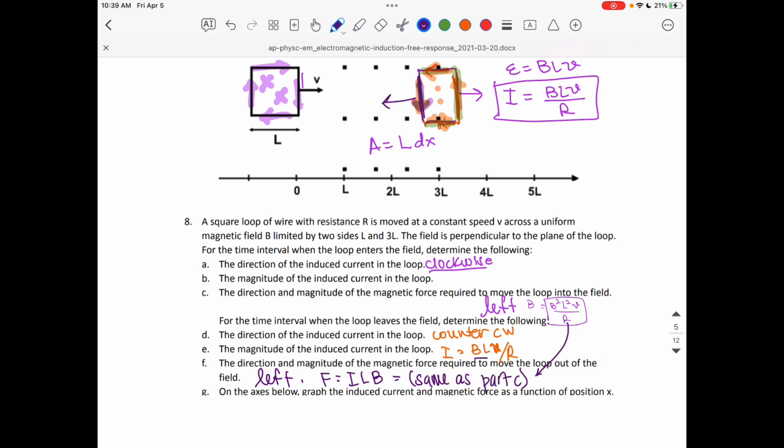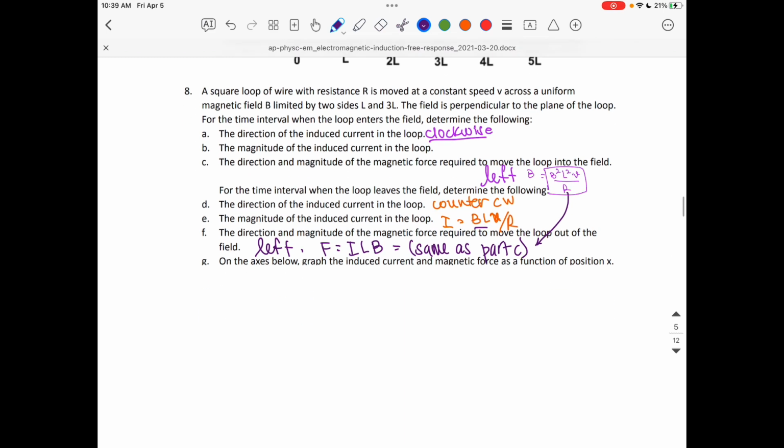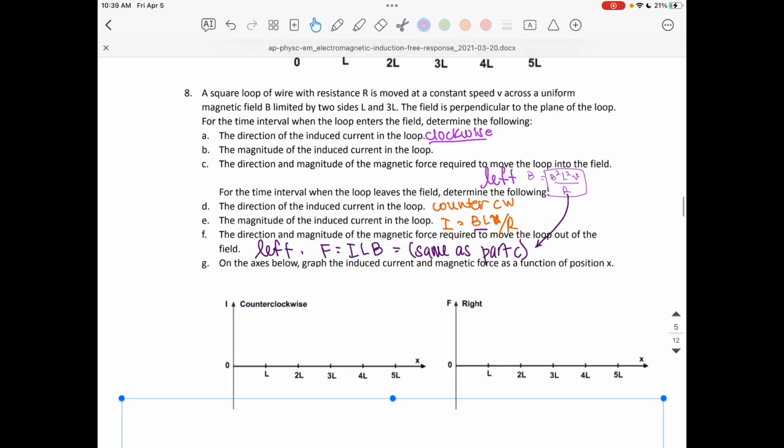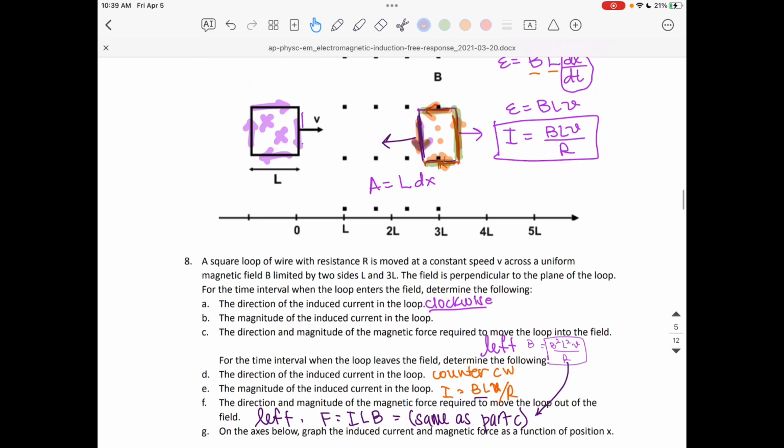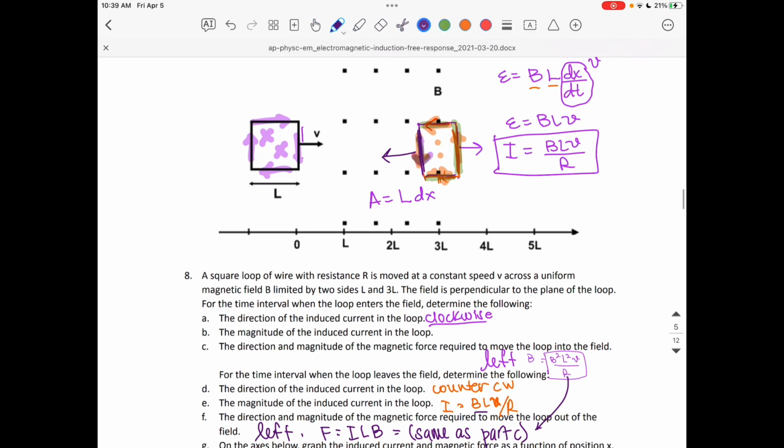Okay, on the axis below, graph the induced current and magnetic forces as a function of position. So let's get those graphs. And what we're going to analyze first is as the right side of the wire enters, it's going to be at L, and it'll continue to enter up until 2L, until it starts to experience a constant magnetic field, which therefore has no change.